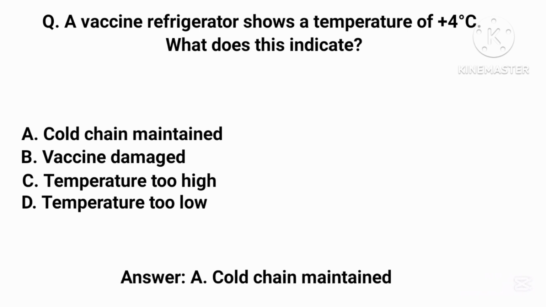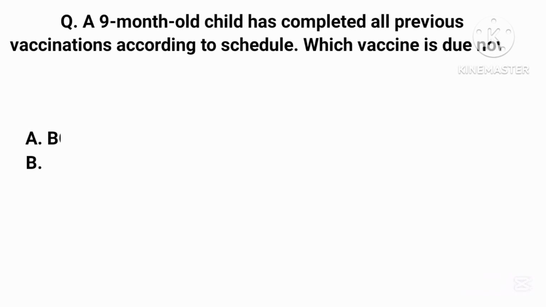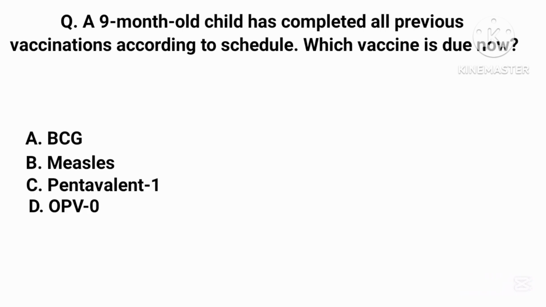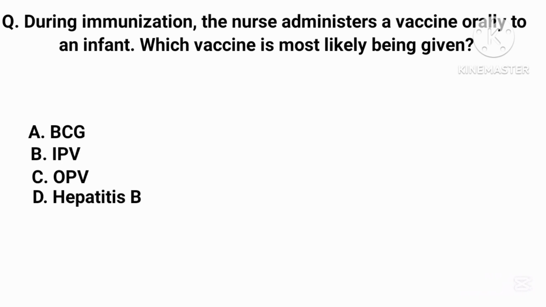Cool chain maintained. A 9-month-old child has completed all previous vaccinations according to schedule. Which vaccine is due now? Correct answer is option B. Measles. During immunization, the nurse administers a vaccine orally to an infant. Which vaccine is most likely being given? Correct answer is option C.